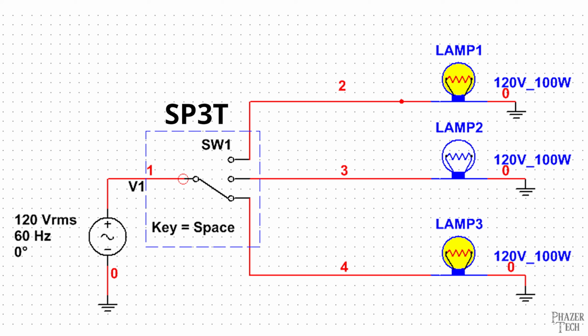For example, here we have a single pole triple throw. Unlike the previous two switches, which only had two different positions, this type of switch has three positions, including a middle position. When the switch is flipped up, these two pins are connected. When the switch is in the middle position, these pins are connected. And when the switch is flipped down, these pins are connected.